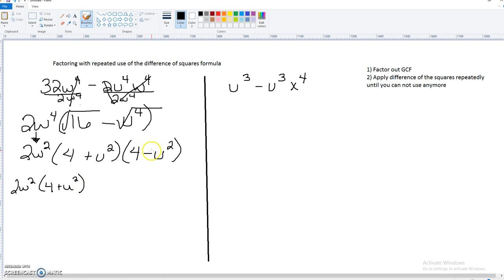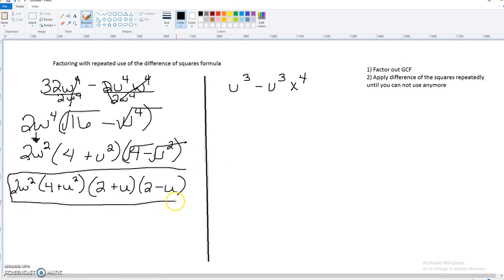But this one's got a minus sign, so we can take the square root of both of these. So we've got 2 plus u and 2 minus u. So this whole thing right here is the entire answer.